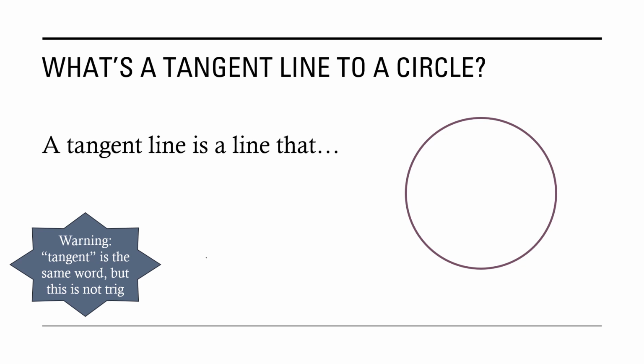So first of all, definition. What is a tangent line to a circle? A tangent line to a circle is a line that touches the circle at a single point, or intersects the circle at a single point.